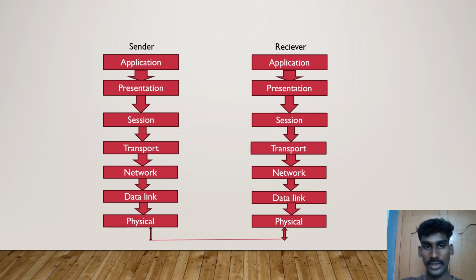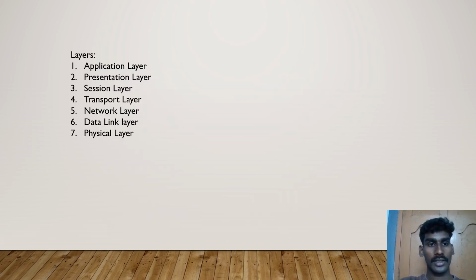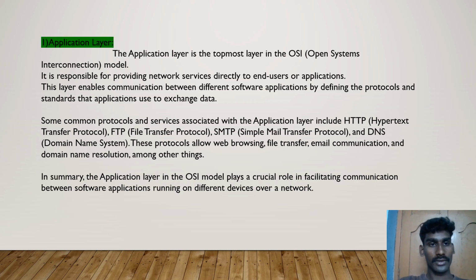Let us see the definition of each of the layers. Here the layers are represented. First, application layer. Second, presentation layer. Third, session layer. Fourth, transport layer. Fifth, network layer. Sixth, data link layer. And seventh, physical layer. First of all, the application layer.